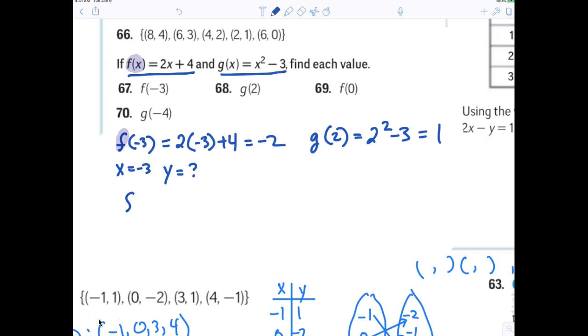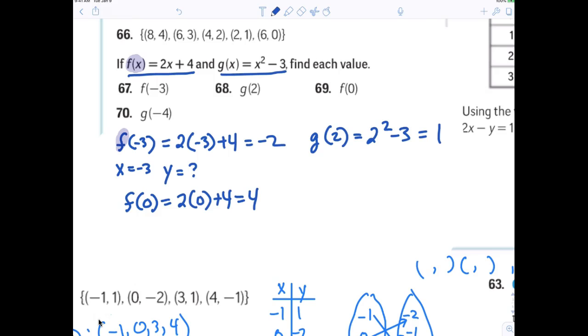So now f of 0. How do I find f of 0? What do I do? Say the answer. 4 is correct. Because why? 2 times 0 plus 4 equals 4.